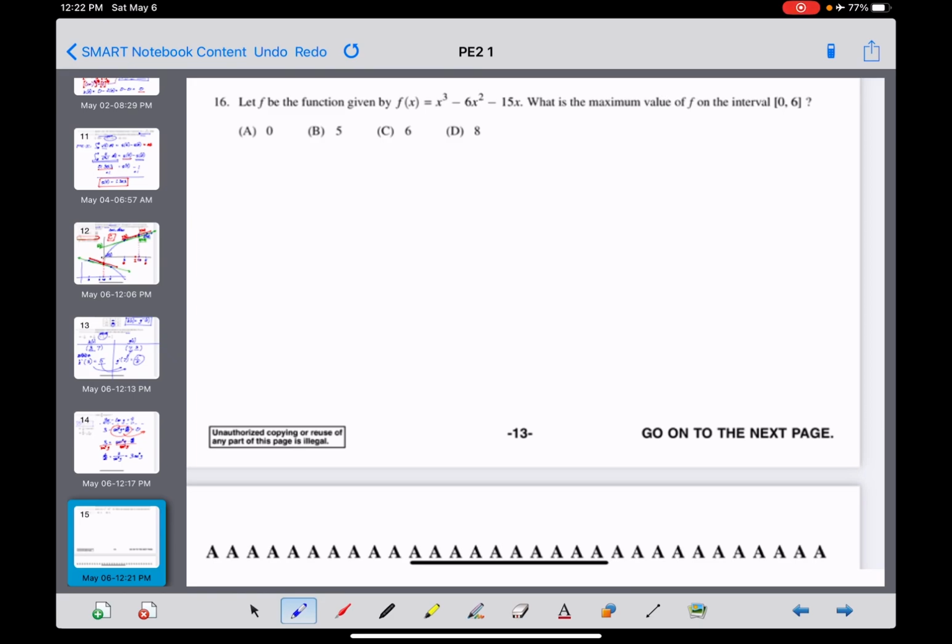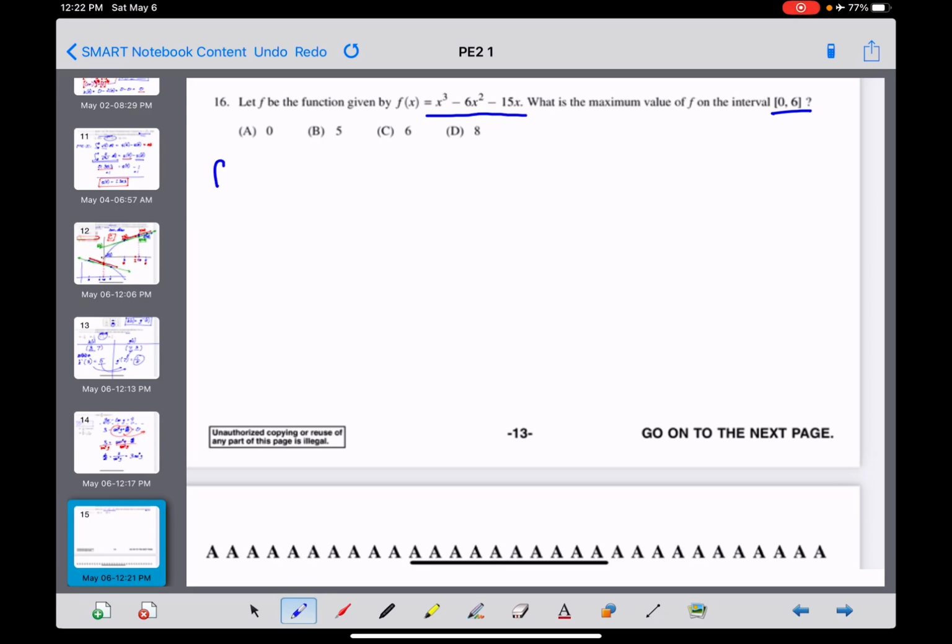Okay, what's going on here? F is a function given by, we've got the definition here of a cubic, and they want the maximum value of f on this interval from 0 to 6. Maximum values can occur at two places, critical points and endpoints. We've already got our endpoints right here at 0 and 6.